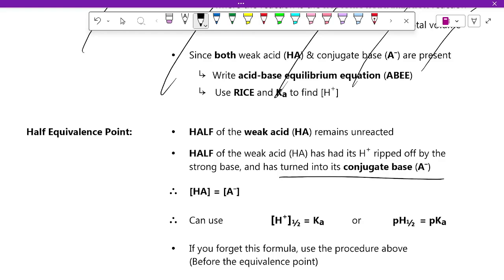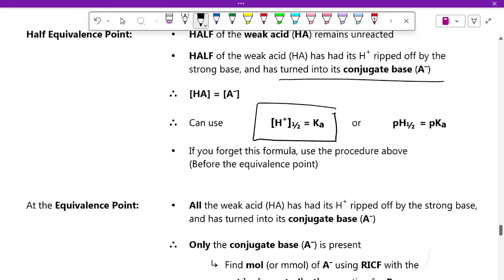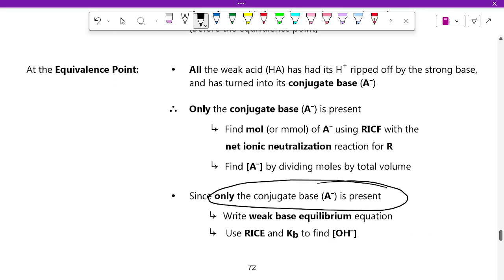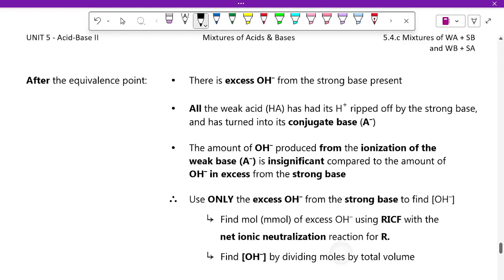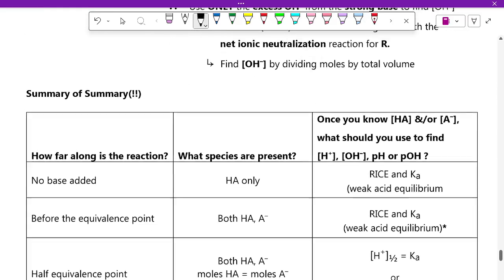So hydrogen at the half equivalence point is equal to Ka. At the equivalence point, it is only the conjugate base that is present, and you're going to use RICE and Kb to find OH. And then after the equivalence point, it is only the excess hydroxide from the strong base. And I was like, this is way too wordy. Look, we can make a summary of the summary.